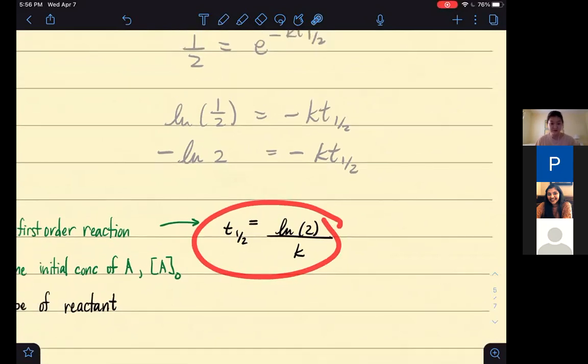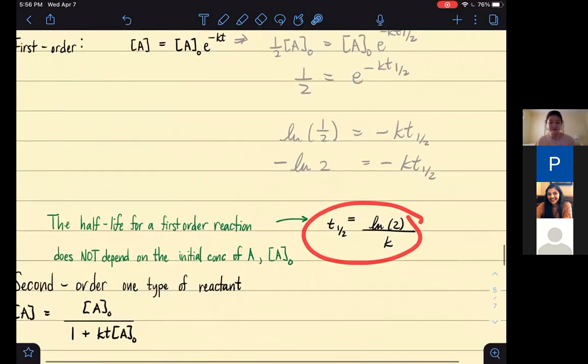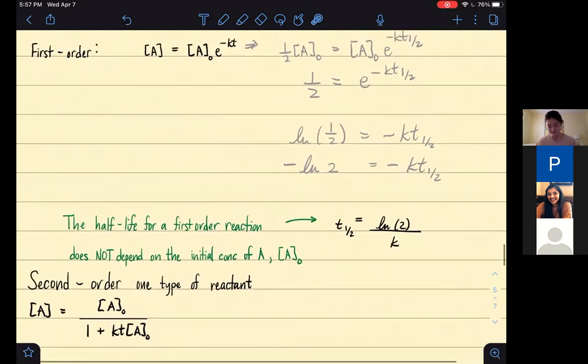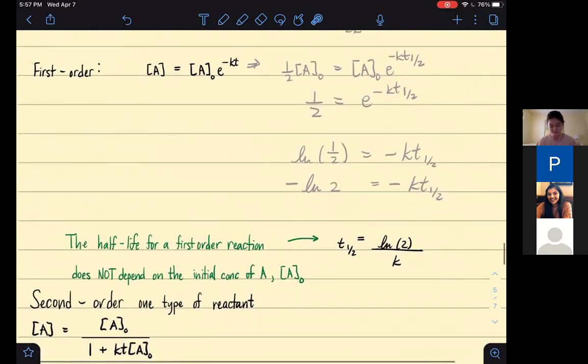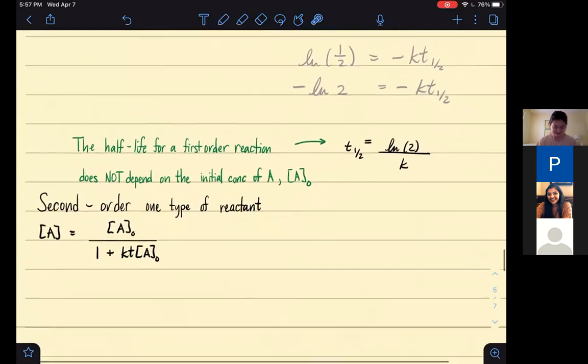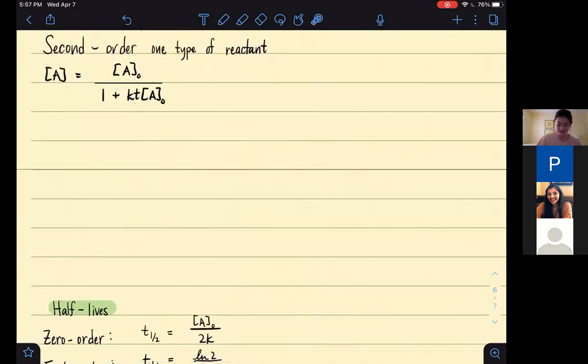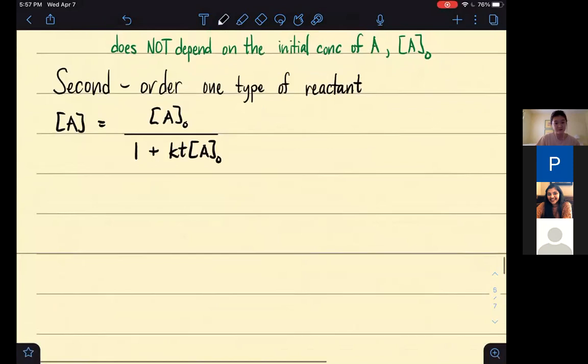Why I find this interesting is that the half-life for a first order reaction doesn't depend on the initial concentration. And that's also why we use carbon for dating things. And then for a second order, I will just do the simple case of only one type of reactant. So 2A becomes 1C.